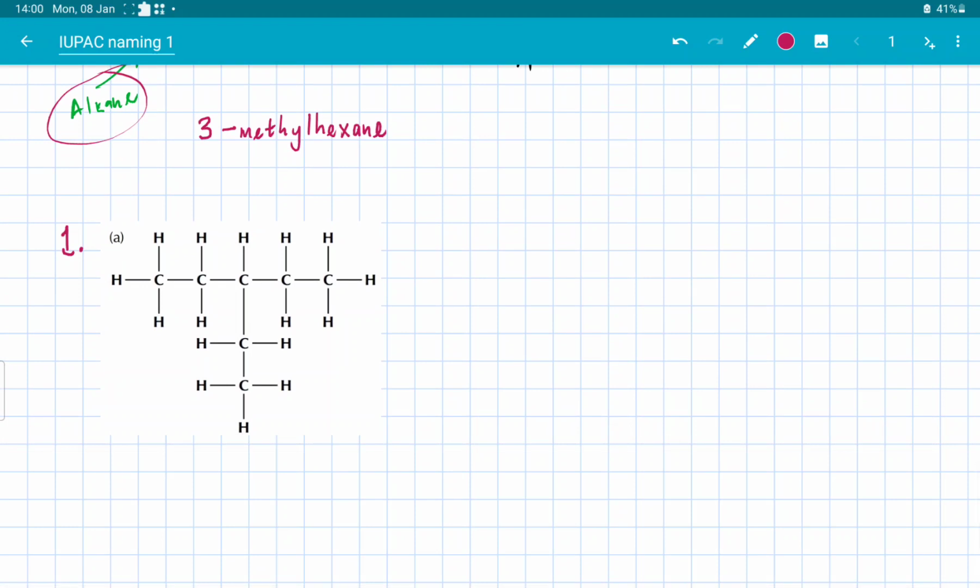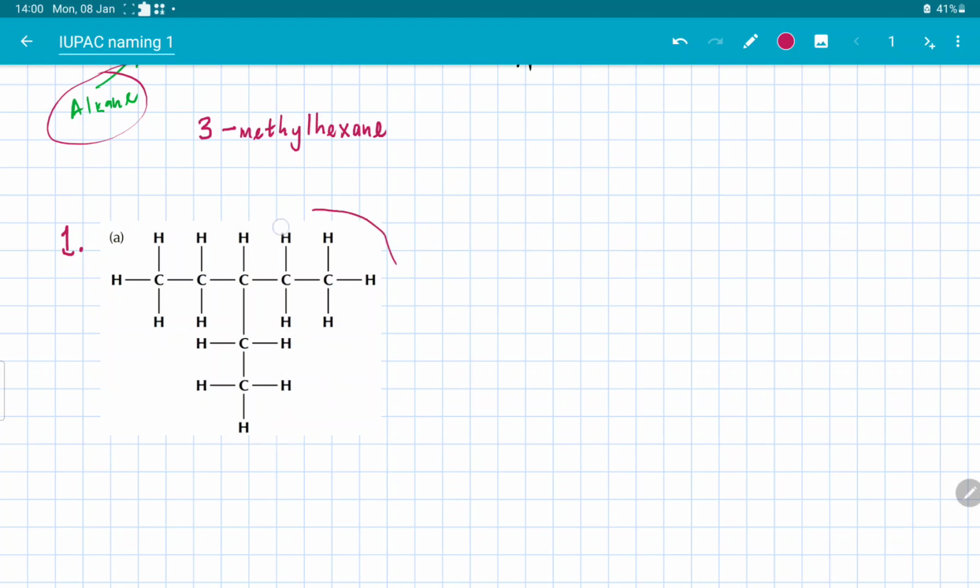Now we count, people. We find the longest continuous chain. Very important part. Find the longest continuous chain. What do I mean by that? I mean, if I count from left to right, for example, and if I count from right to left, you will be met with the branch, if you notice.